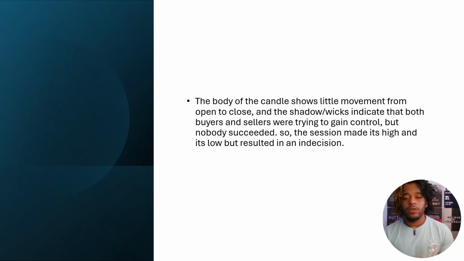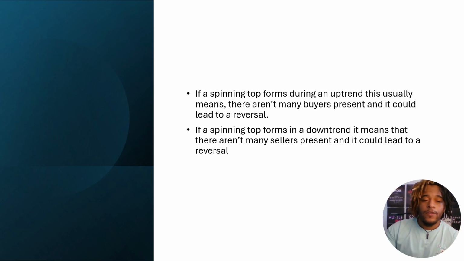The body of the candle shows little movement from the open to close, and the wick indicates that buyers and sellers were trying to gain control, but neither one of them could. So the session made its high, made its low, but ultimately ended in indecision. If a spinning top forms during an uptrend, this usually means there aren't many buyers present and it can lead to a reversal. And if a spinning top forms during a downtrend, it means there aren't so many sellers present and it can lead to a reversal as well.